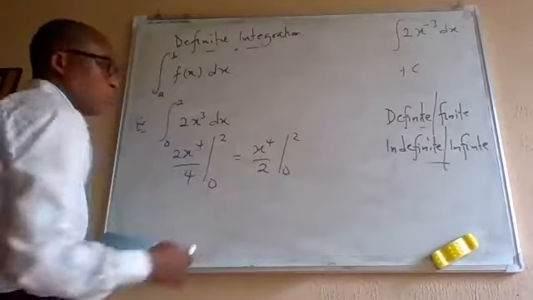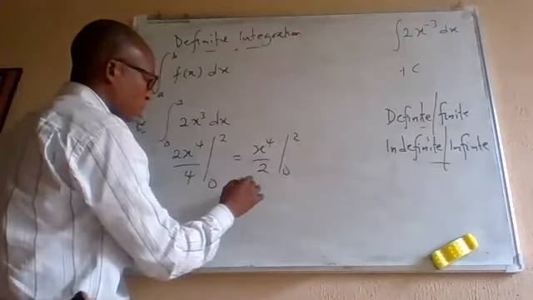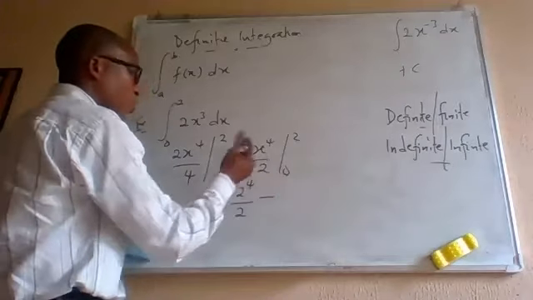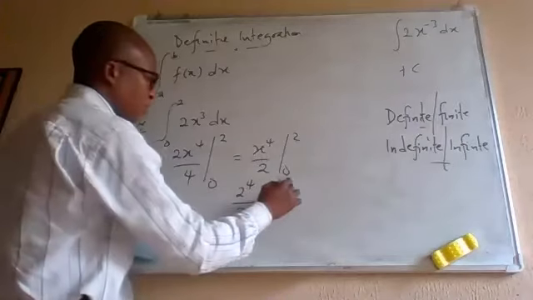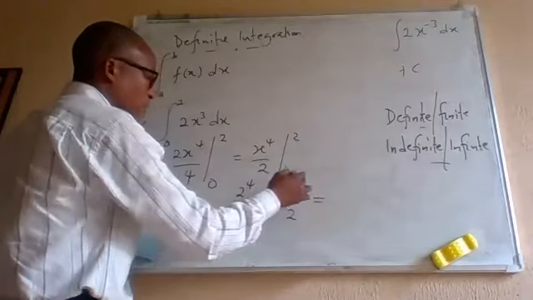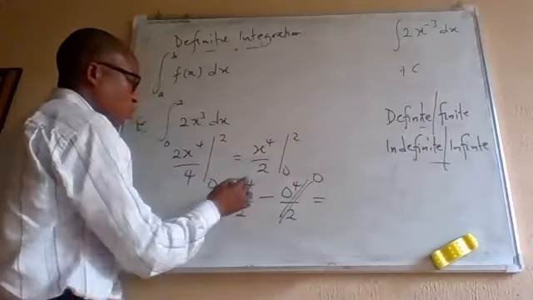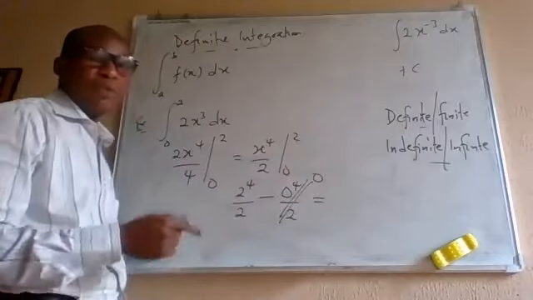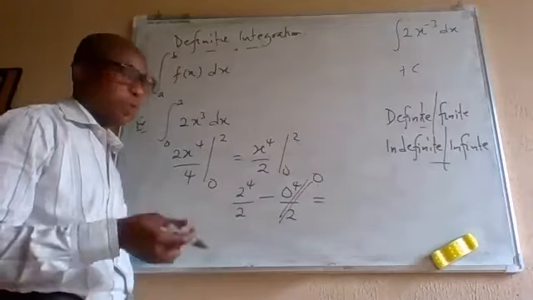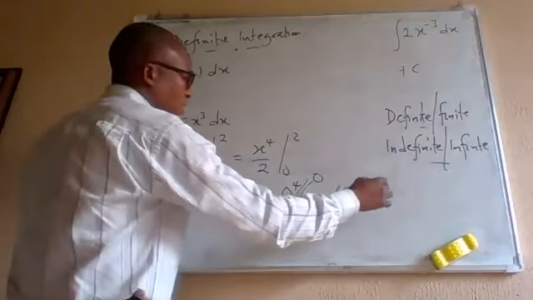Then substitute 2 to where we have s. For this one, this will be 2 raised to power 4 over 2, minus, then substitute 0 to where you have s. This will be 0 raised to power 4 over 2. By the time you do it, this one will give you 0. Then this will be 2 raised to power 4. That is 2 times 2 times 2 times 2. 2 times 2 is 4. 4 times 2 is 8. 8 times 2 is 16. So this will give you 16 over 2, and this is 8.